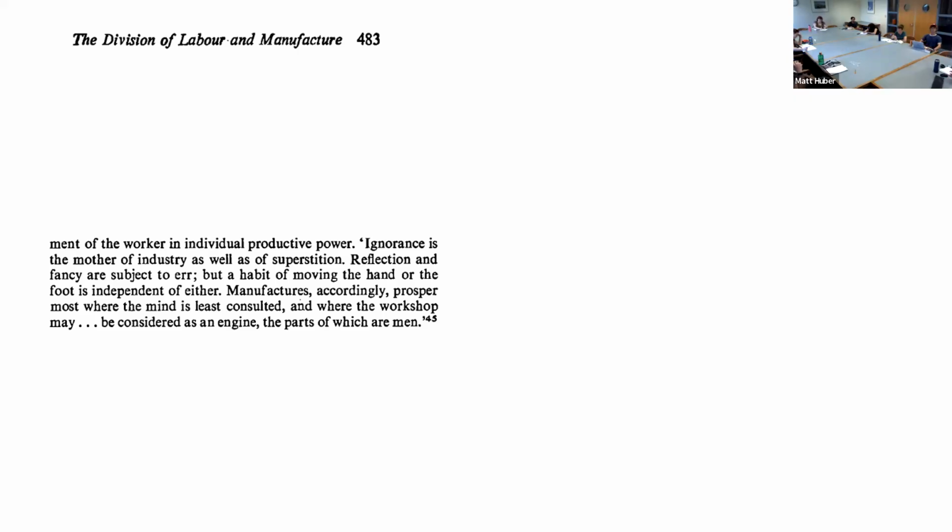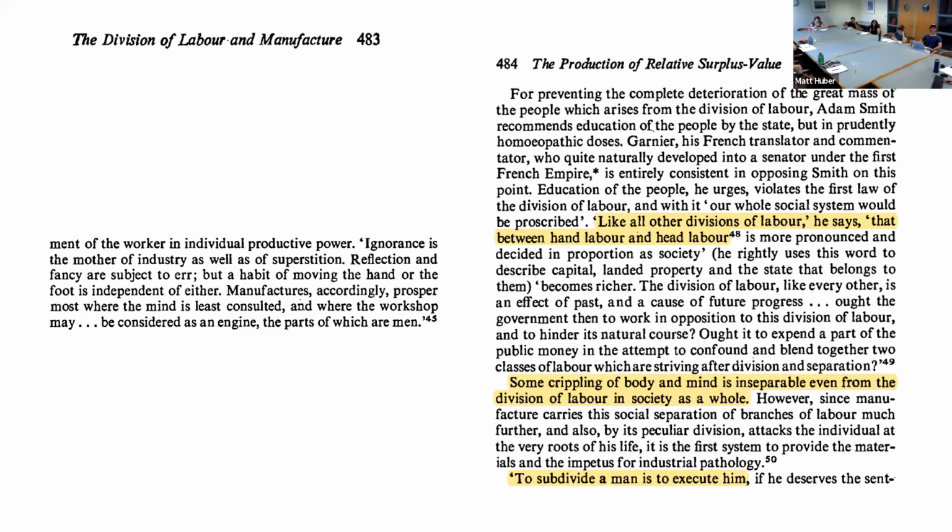So he introduces this phrase that the laborer becomes an appendage to the workshop. But eventually in chapter 15, he talks about the worker as an appendage to a machine. But here they're just an appendage to this larger process. They don't feel like they have much agency, right? Because the capitalist designs the labor process, the division of labor, and the worker is just subjugated by this sort of despotic form. And so there's all this kind of language, some of which I think is from A. Smith. Like all other divisions of labor, that between hand and head labor is more pronounced and decided in proportion as society becomes richer.